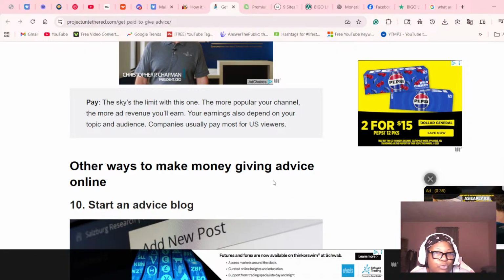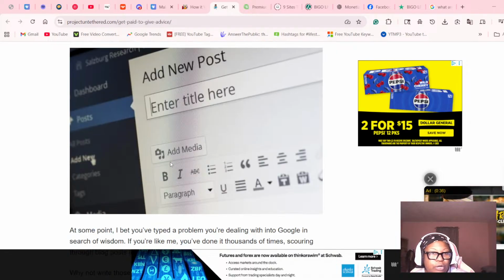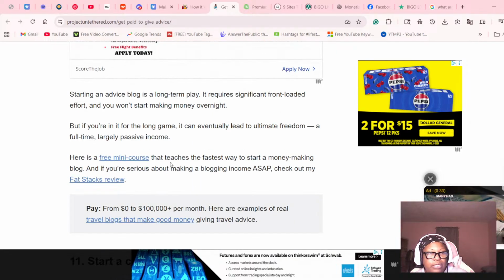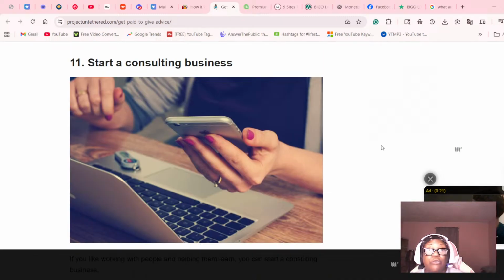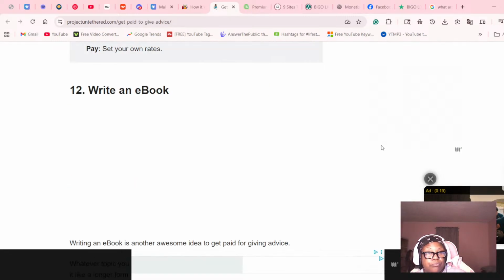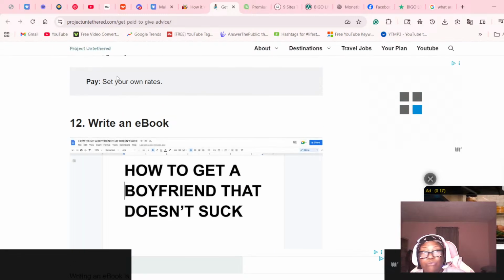Other ways to make money giving advice is start a blog. We talked about that already. And then you can start a consulting business of your own. So using a website, or you can use Click for Advisor, or one of these other sites, and put it on your Linktree. You can do that. Yep, set your own rates when you do that.